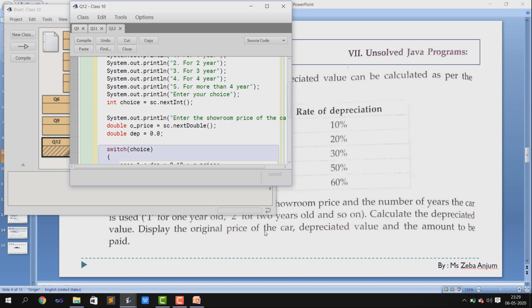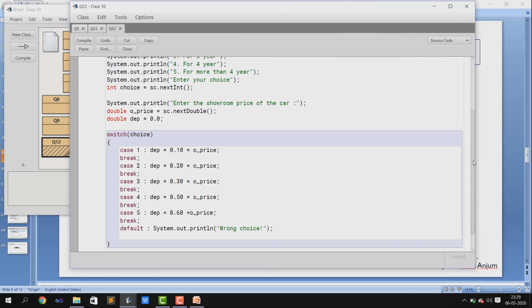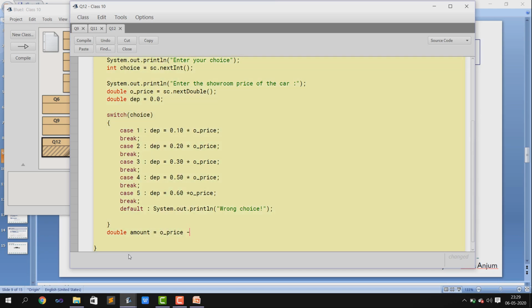This thing, original price, we took as input. Depreciated value we have calculated by using our switch case, and the amount to be paid we will now calculate. So see students over there, so far we have calculated the depreciation amount, and after that write down double amount equals your original price minus your depreciated value. Okay, so your final amount has also come.